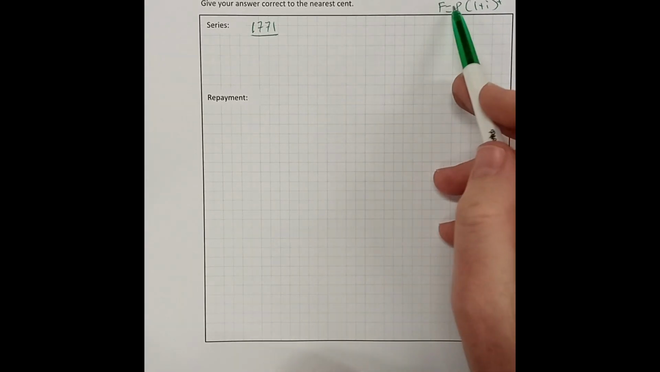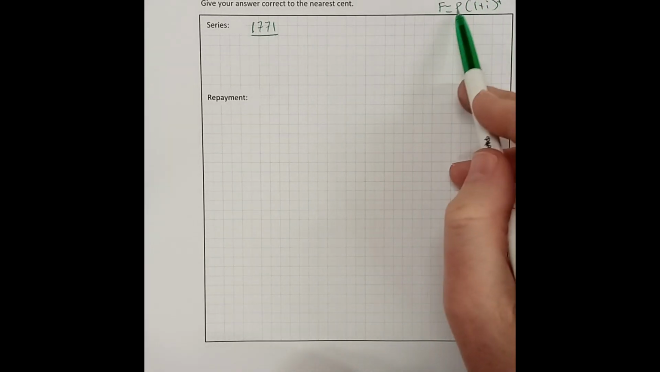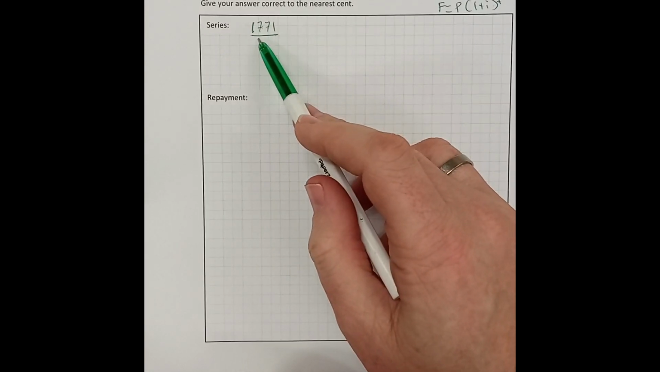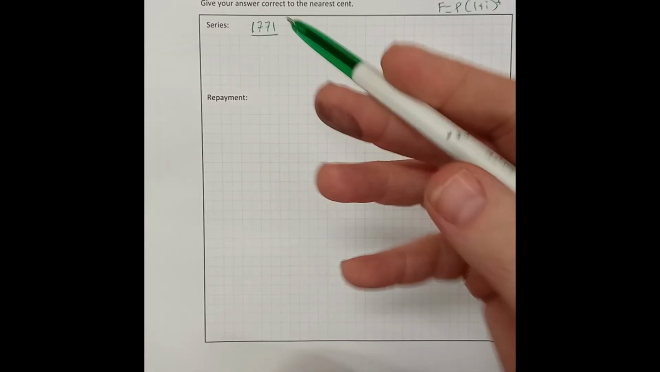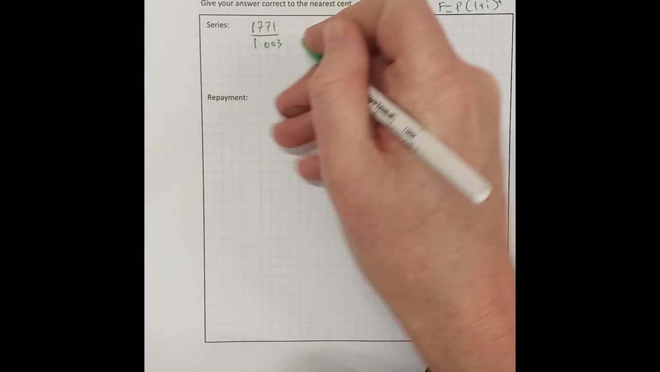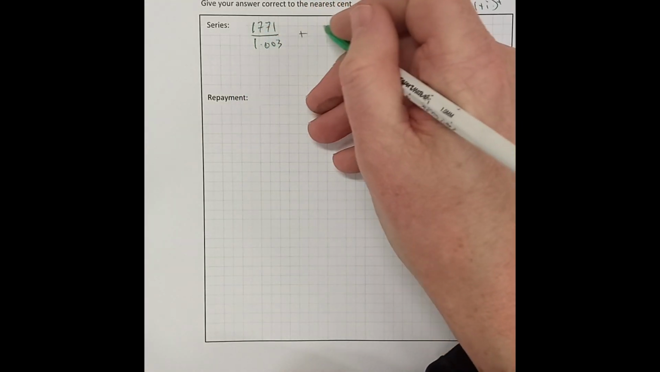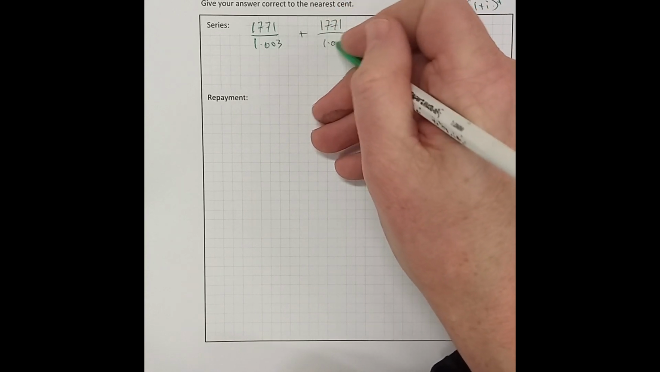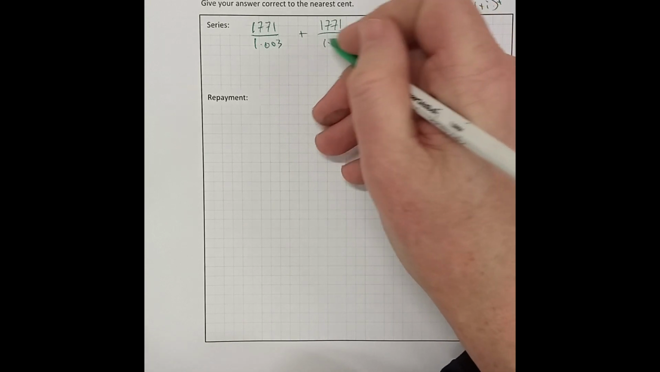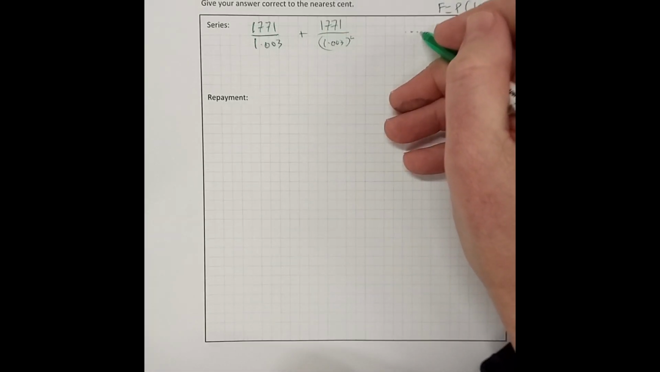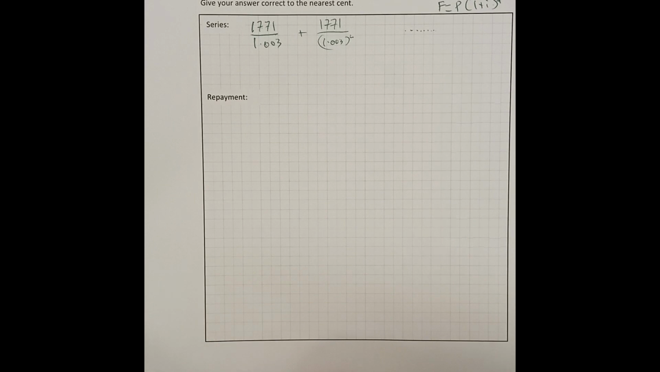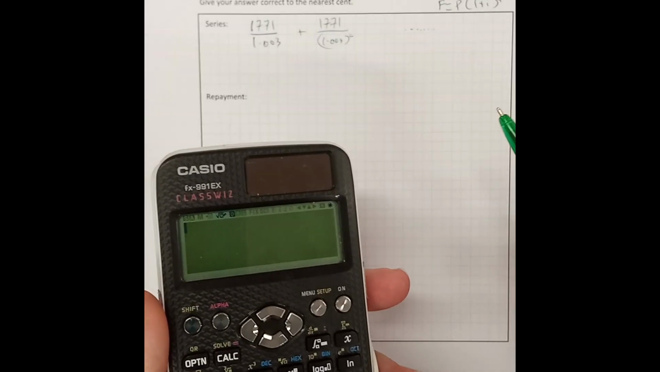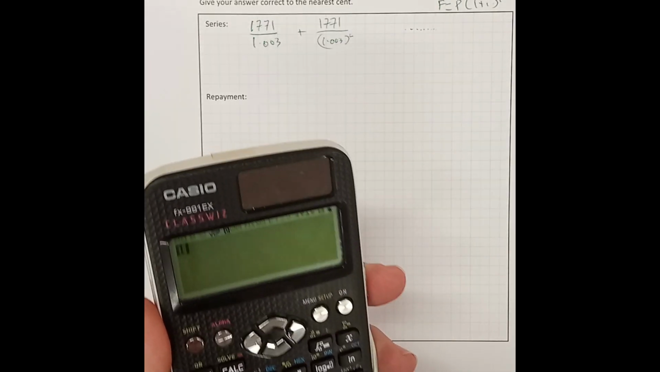So you're putting F, which is your repayment, over 1 plus I. So R over 1 plus I is what? 1.003. Okay? Plus, what's the next one? 1771 over 1.003 squared, right up to, in our case, what's going to be left here? We've got how many years left after 11 years? So 14 years. 14 times 12.